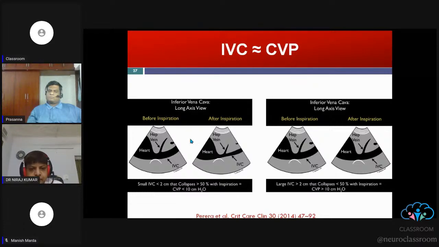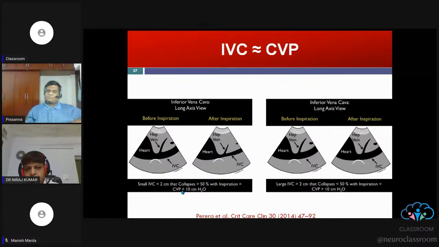Take this example. If the IVC diameter is less than 2 centimeters, and if there is a collapse of more than 50% during inspiration. I have already told that during inspiration there is a collapse of the IVC. So the first criterion is if the IVC diameter is less than 2 centimeters and if there is a collapse of more than 50%, that roughly correlates to CVP less than 10 centimeters of water.